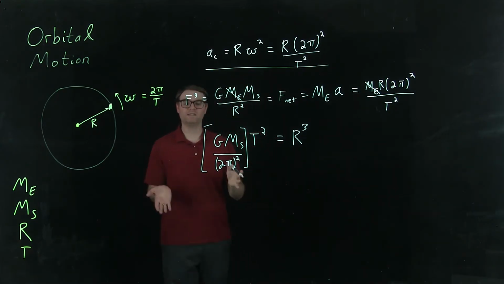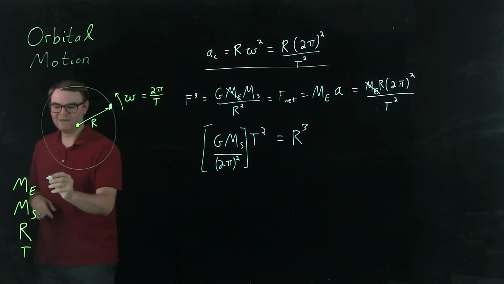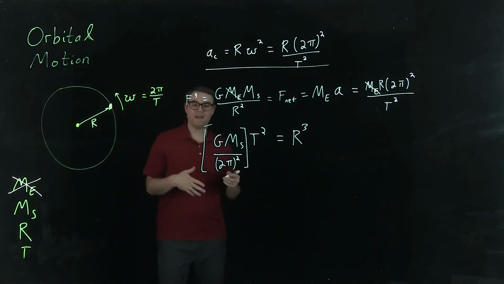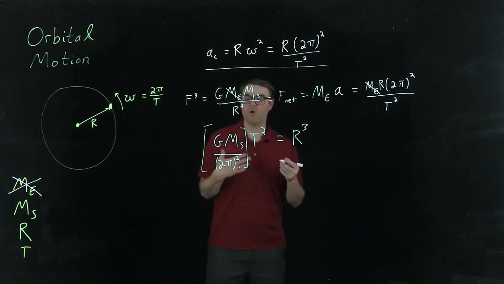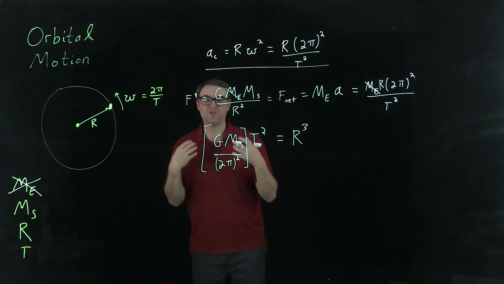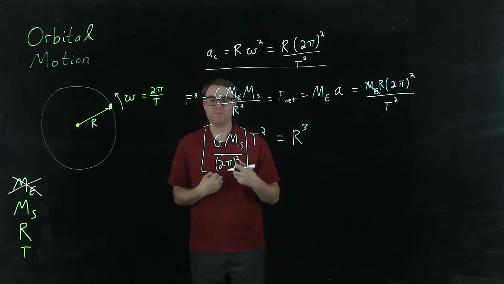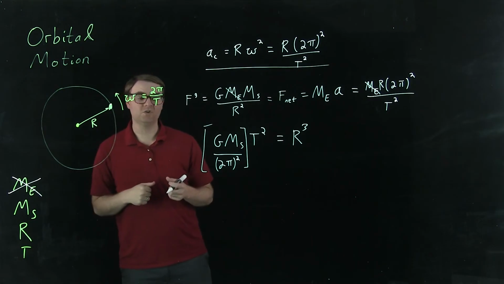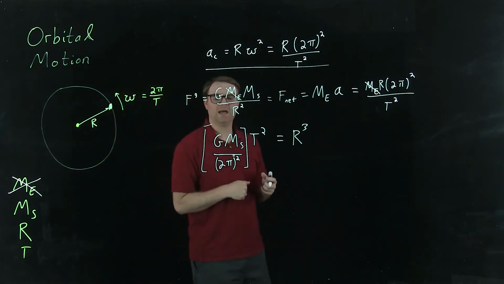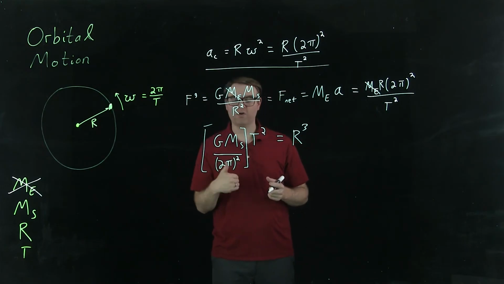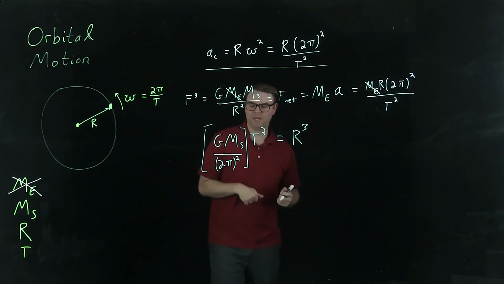So a couple of interesting things happened here. One is we didn't end up needing the mass of the Earth. It turns out that if you are undergoing orbital motion due to the gravitational force, your own mass doesn't impact the period of motion. Only the mass of the object that you are orbiting matters. And of course, the radius. How far away are you from that object?